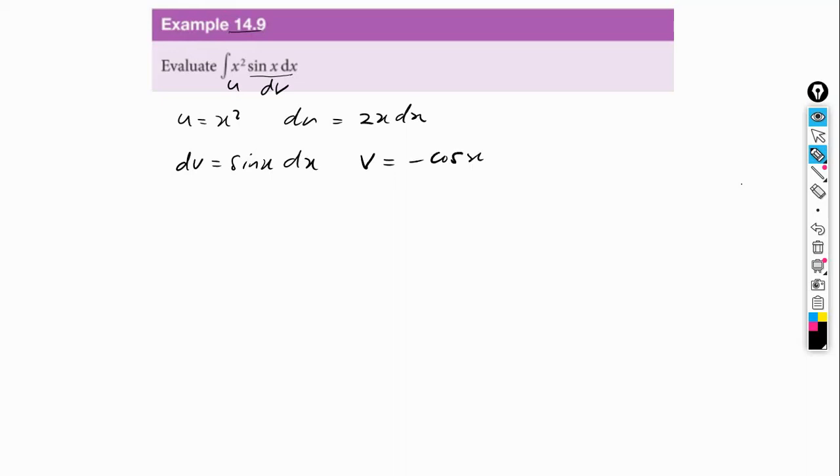So now we're ready to plug everything in. Then we have noticed that the integral of x squared sine of x dx is going to equal u times v. So that's going to be x squared times negative cosine of x, so we put the negative in front.